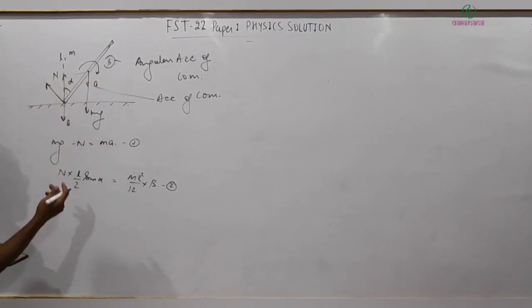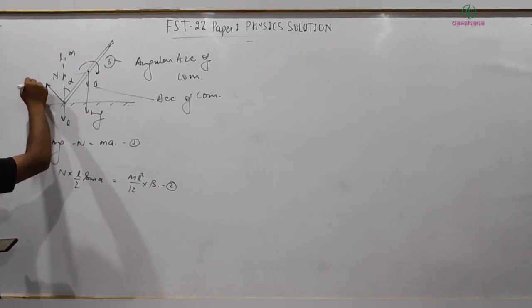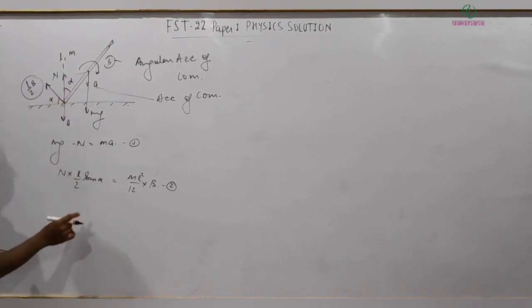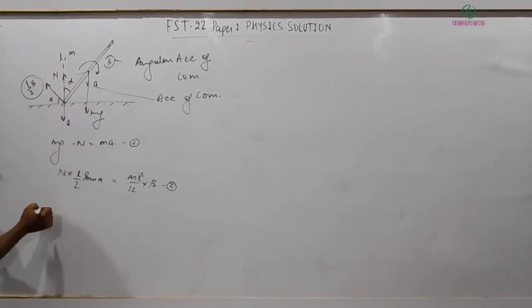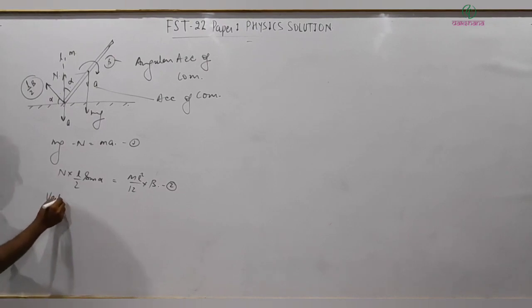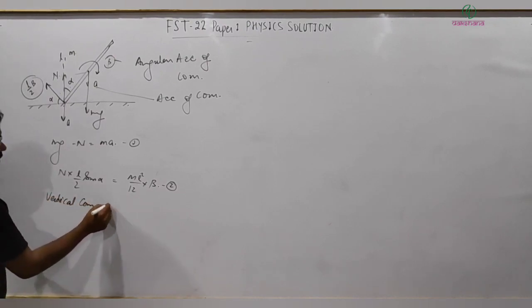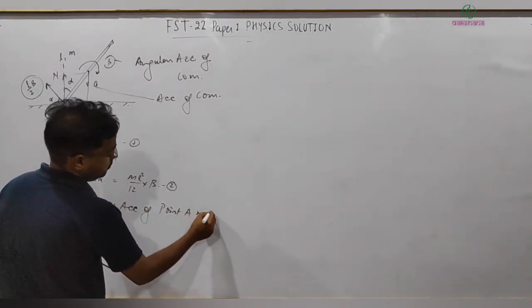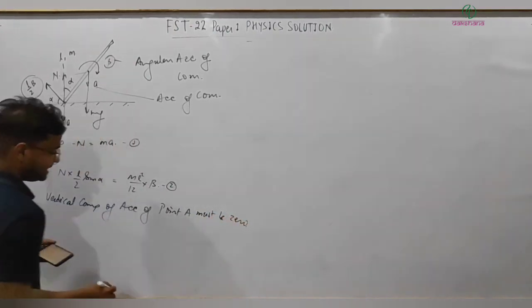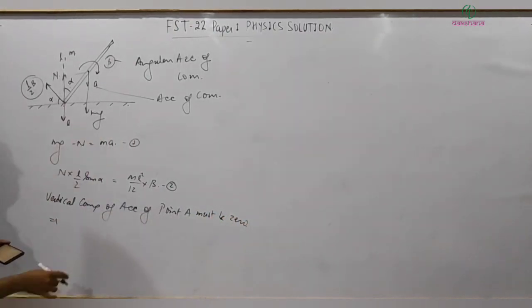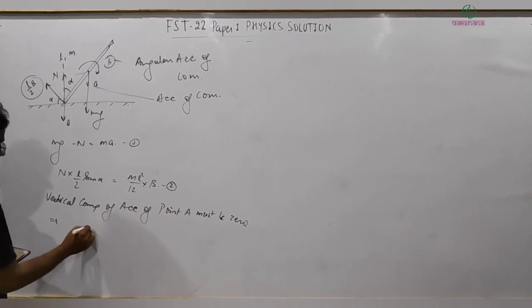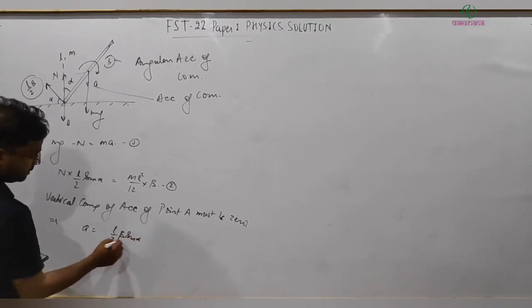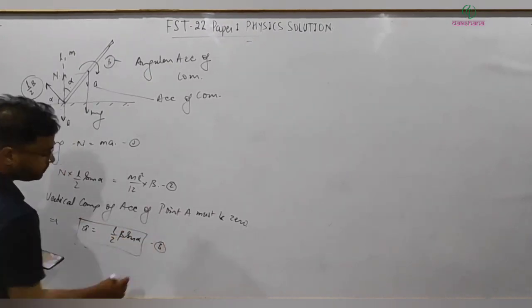So this will be R alpha, and that will be L by 2 into angular acceleration beta. This acceleration is alpha, this is 90 minus alpha, and this will also be alpha. So I can write the vertical component of acceleration of point A must be 0, because it must have net positive acceleration. So A will be equal to L by 2 beta multiplied by sine of alpha. So this is equation number 3.